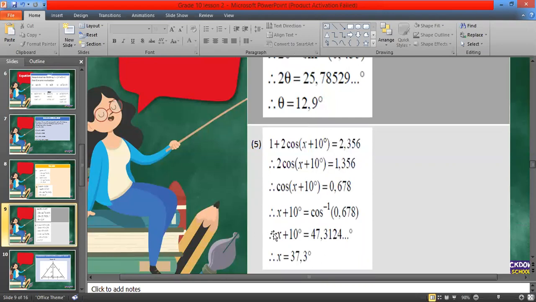Okay, so to find our x or our theta, as the case may be, you have to move the 10 over. Then x equals 47.3124 minus 10, and in one decimal place you get 37.3. All right, so that's how we solve trigonometric equations. What we're saying basically is, if you have two terms, the first one we first have to move is the 2, then the cos, and lastly the 10 we move to find your theta. I hope you understand.